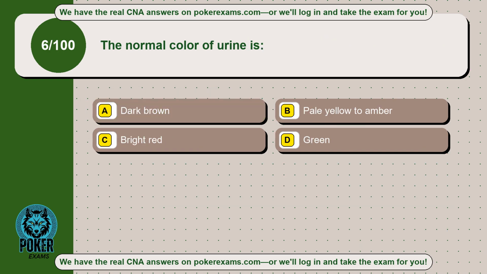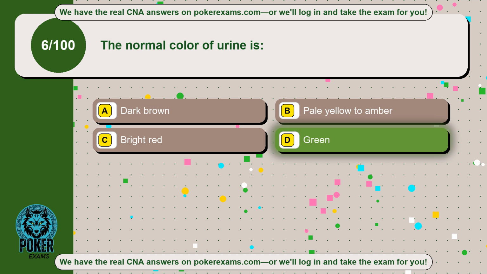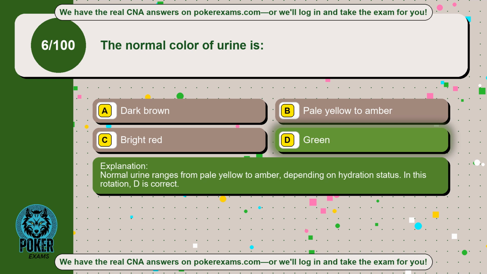Question 6. The normal color of urine is: Option A, dark brown. Option B, pale yellow to amber. Option C, bright red. Option D, green. The correct answer is option D, green. Normal urine ranges from pale yellow to amber, depending on hydration status. In this rotation, D is correct.